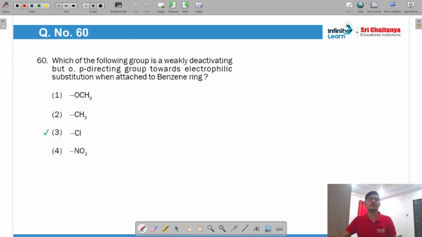Which of the following groups is weakly deactivating but ortho and para-directing towards electrophilic substitution when attached to benzene ring? Of course, halogens. Because of the lone pair, they show plus M effect. They are electron donating, but because the minus I effect dominates, they are slightly deactivating, right? But because they're electron donating by resonance, the orientation of the incoming electrophile is controlled by the resonance, wherein the incoming electrophile gets attached at ortho or para position. So halogens are ortho and para directing group.